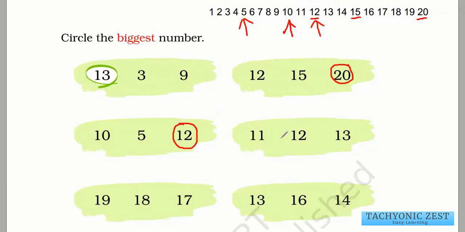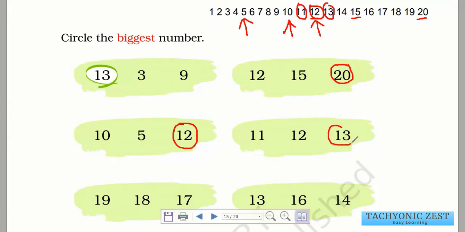Then next is 11, 12, 13. Out of 11, 12 and 13, 11 is here, 12 is here, and 13 is here. If we have to find the biggest number, can you tell me which is the biggest number? Correct, 13 is the biggest number because we can see that it comes after 11 and 12. If we count from 10, it is 10, 11, 12, 13, 14. After 10 comes 11, after 11 comes 12, after 12 comes 13. So 13 comes at the last. So 13 is the biggest number.